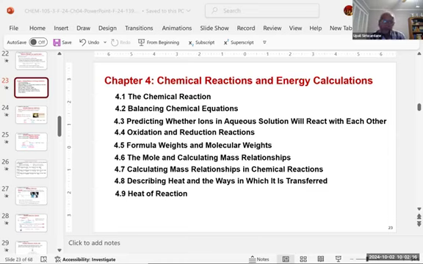Now we're going to continue where I started, which is on oxidation reduction reactions. From there, we move on to stoichiometry later in the class. Let's start from oxidation reduction, redox reactions.